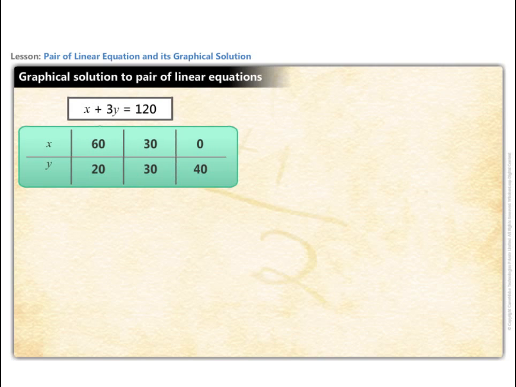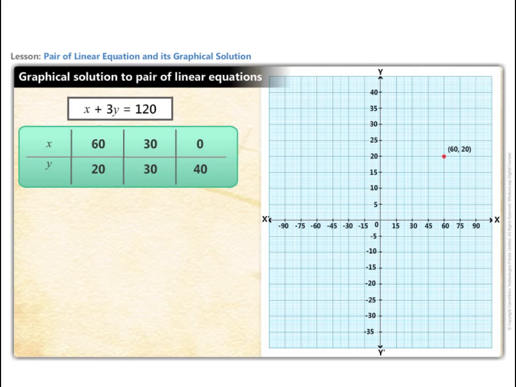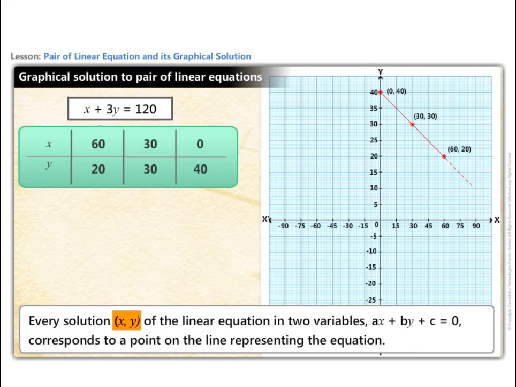We plot the corresponding points on the graph. What do you observe from the graph? We observe that the graph of a linear equation in two variables is a straight line, and the point (60, 20), which is the solution we got, lies on the line representing the equation x plus 3y is equal to 120. Geometrically, we can say that every solution (x, y) of the linear equation in two variables ax plus by plus c is equal to 0 corresponds to a point on the line representing the equation.